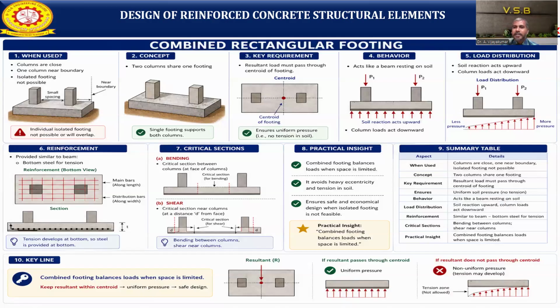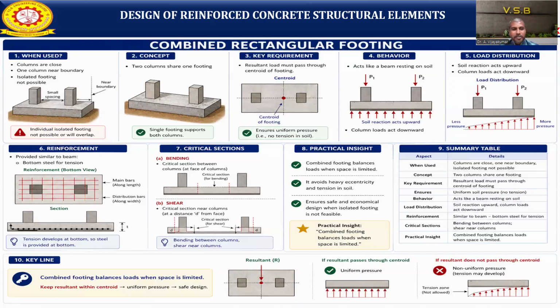The behavior is like a beam, with two loads acting. The soil reacts in the upward direction, and the column loads act in the downward direction. Where the load is high, there is more pressure, and where the load is very low, the pressure is also very low. In the reinforcement details, it is similar to beam reinforcement, with bottom steel for the tension. The main bars as well as the distribution bars we need to provide in both directions.